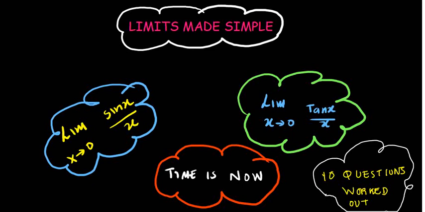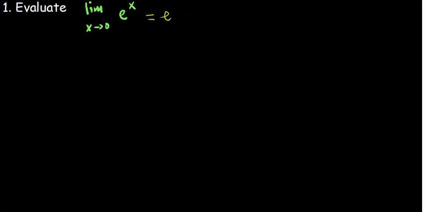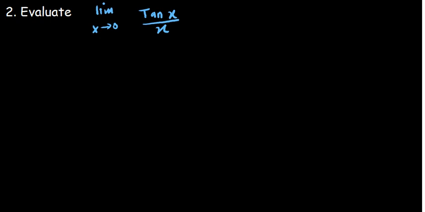We'll go over some more examples on evaluating limits. First one here: evaluate the limit as x approaches 0 of e to the power x. We just substitute where there is x, we put a 0, and that is going to give us a 1. Second one, evaluate the limit as x approaches 0 of tan x over x.